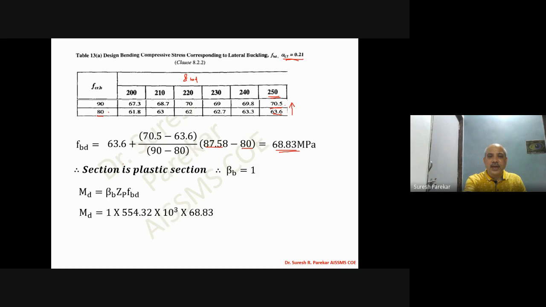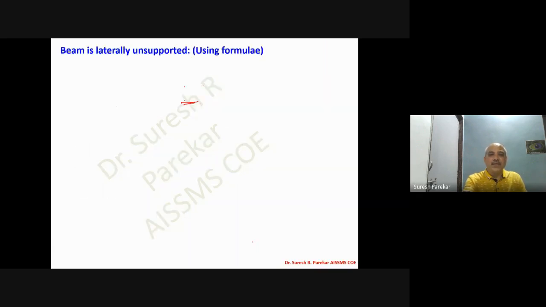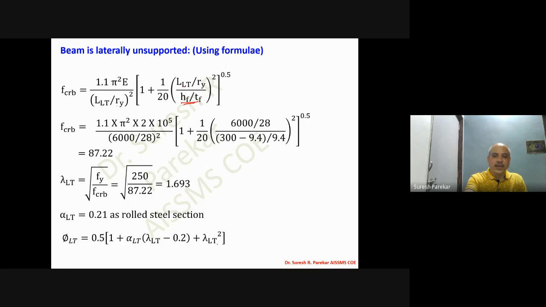You can see here we got 87.58 if we see this, and there we will get it as 87.22. So a very small difference which is negligible. And then by using this FCRB, we can find lambda LT, which will be root of 250 upon 87.22, which is 1.693, and alpha LT 0.21 as rolled steel section. And from this phi LT, we have the formula 0.5 into 1 plus alpha LT into lambda LT minus 0.2 plus lambda LT square, which gives us the value of phi LT, and that is equal to 2.089.